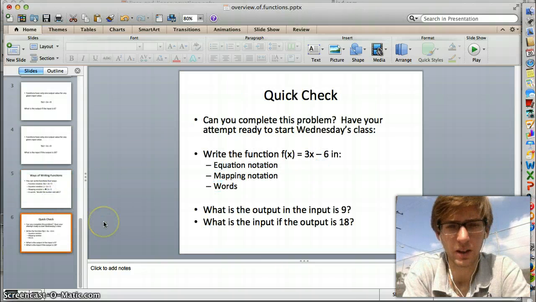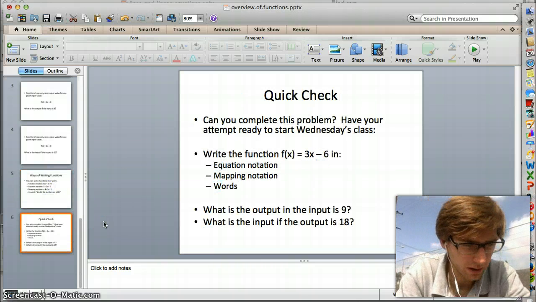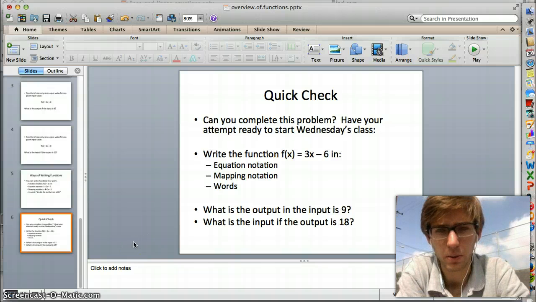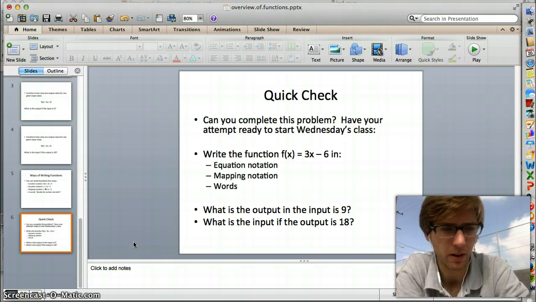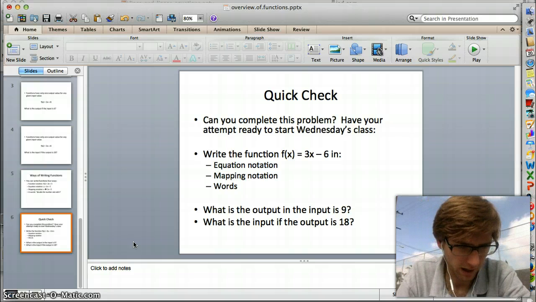So I would say pause this video, complete this little quick check to see how you're doing in terms of functions. Be ready to show me this quick check when you come into class on Wednesday, and then I'll be able to better assist you with completing your homework at that time.